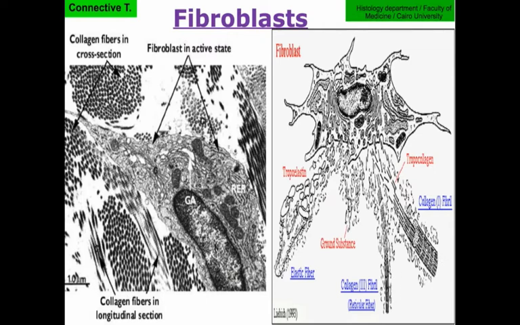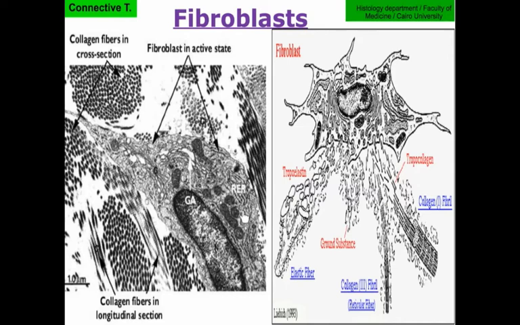Not only that, but it forms the tropoelastin that will form the elastic fibers. So it forms 3 types of fibers. Not only that, but it forms also the ground substance which is present in the matrix. A look at the actual EM in this left figure.